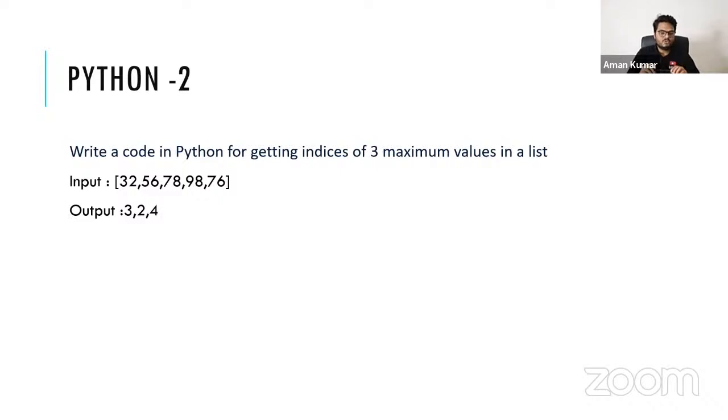So guys, I want you to write a simple Python code which does this, okay? Write a code in Python for getting indices of 3 maximum values in a list. So here, in my list, what is the maximum value? 98. What is the second maximum? 78. What is the third maximum? 76. So 98 is what index? 0, 1, 2, 3. Third index, then second index, and then fourth index. You got my question?